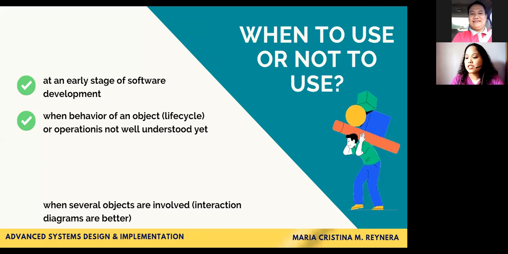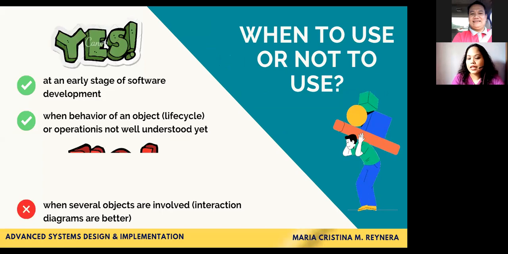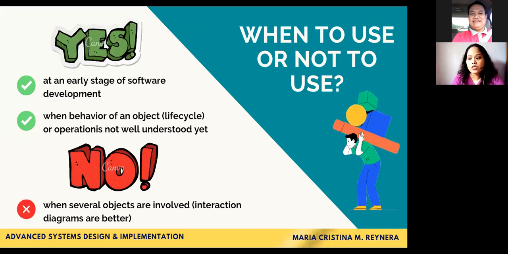If it's early, still in the planning, that is advisable to use, and when the behavior of an object or operation is not well understood yet. So you can easily draw or erase things and change or probably modify the system. Now, when is not the right time to use the state machine?